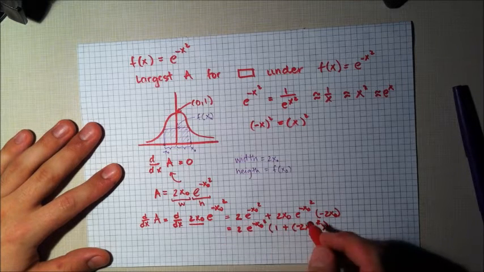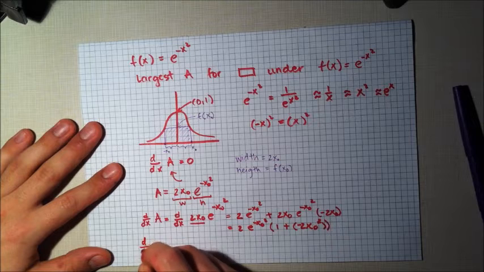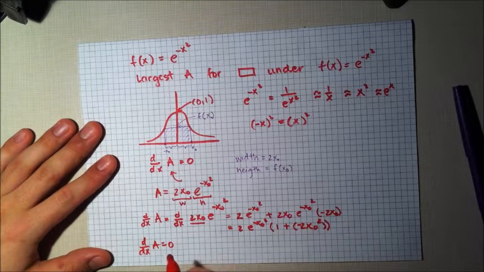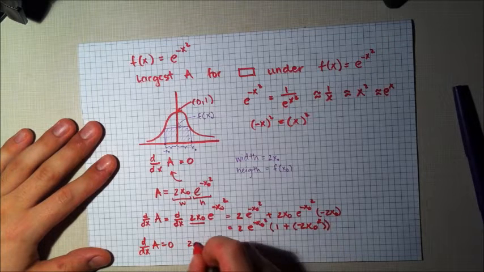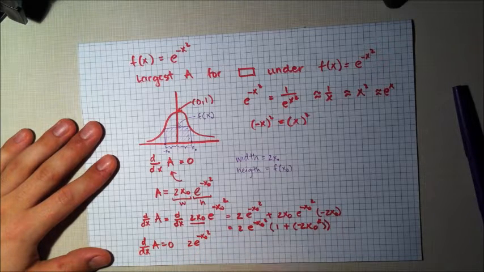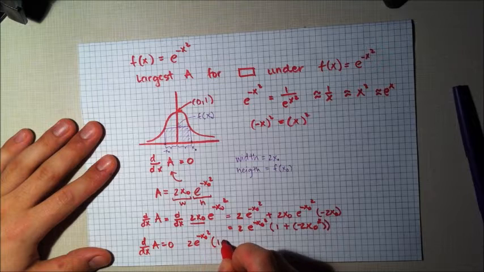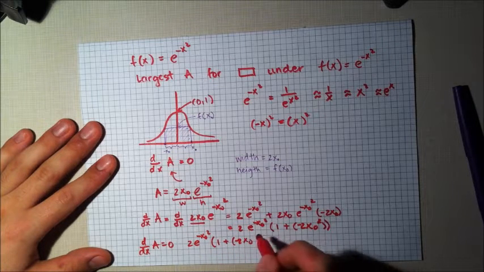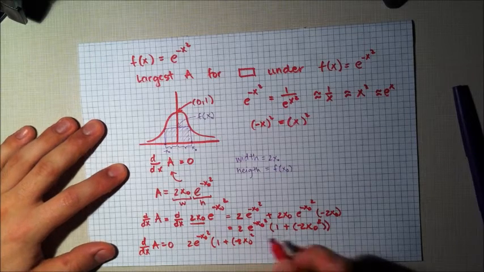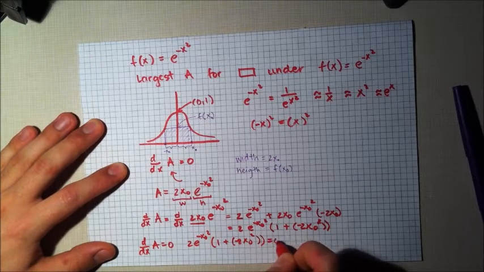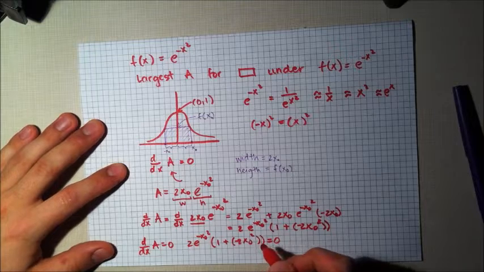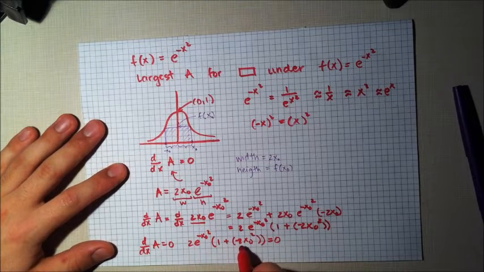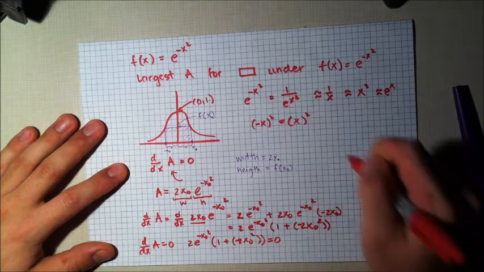This is our derivative. Now let's set our derivative equal to 0. So we're going to have 2e to the negative x naught squared times 1 plus negative 2x naught squared equal to 0. Now when we have two elements multiplied which equal 0, we can set either one equal to 0.